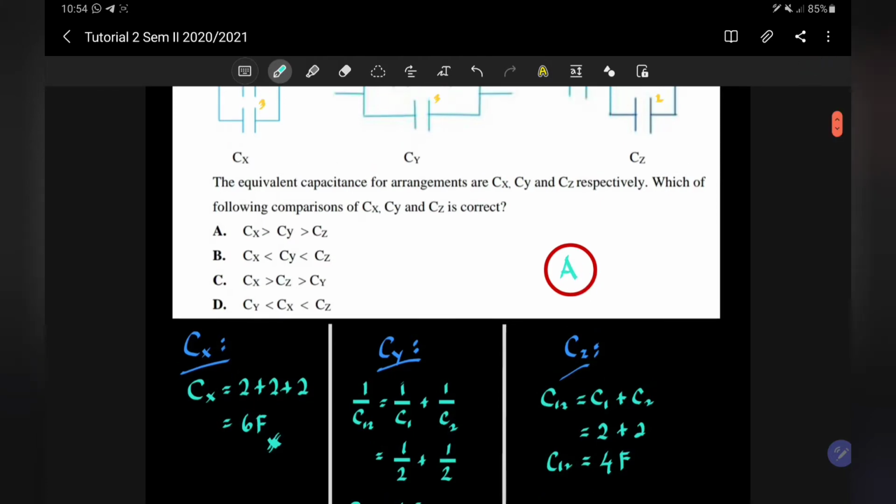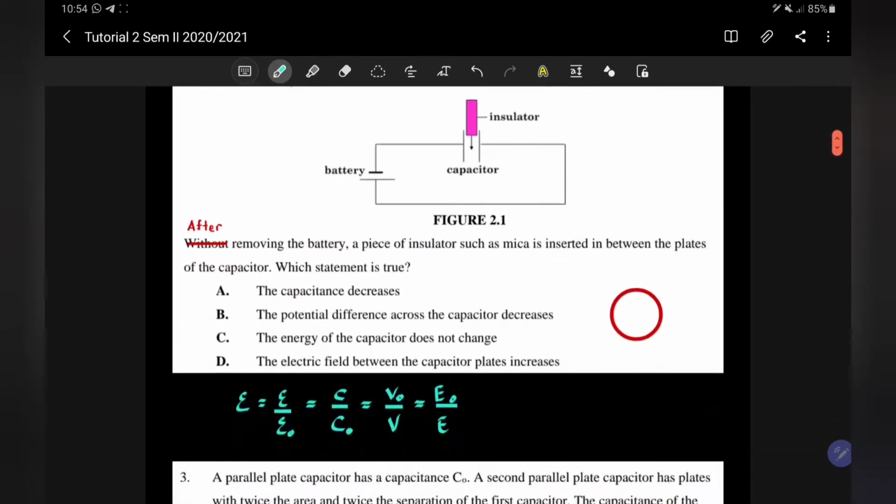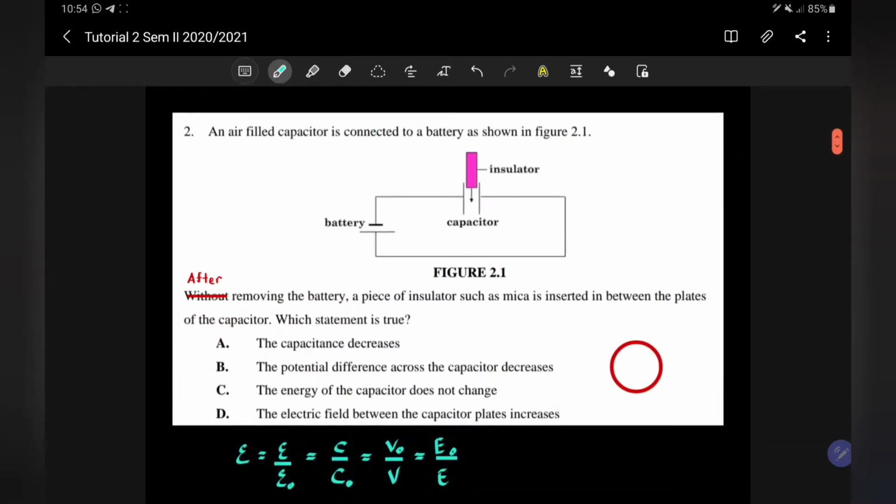Okay, next, question number 2. An air-filled capacitor is connected to a battery as shown in figure 2.1. This is the capacitor and this is the battery, arranged in series. Suppose after removing the battery, so there is no more power supply in the circuit, a piece of insulator such as mica is inserted between the plates of the capacitor.